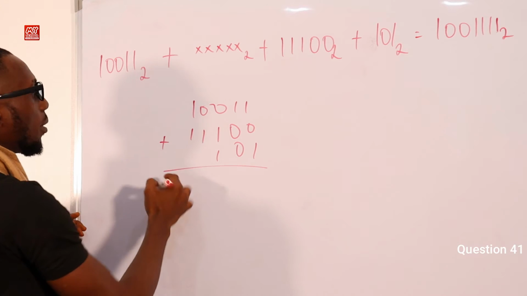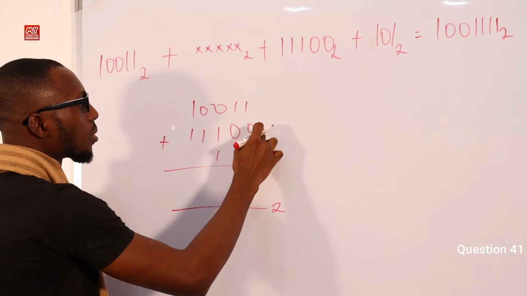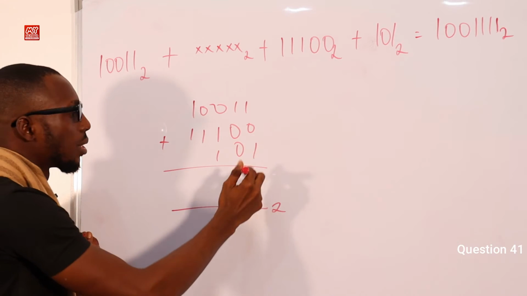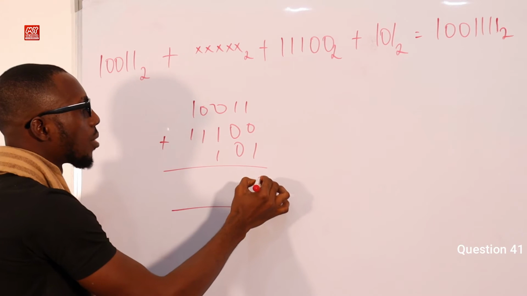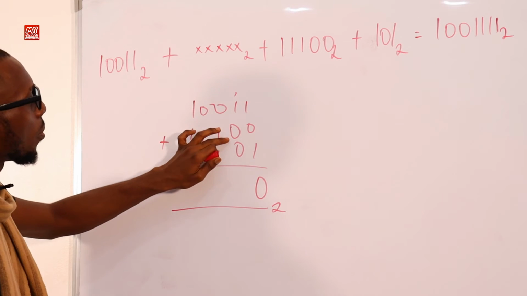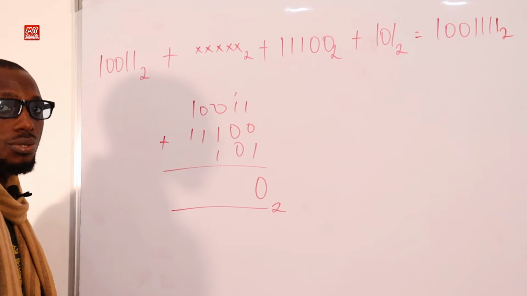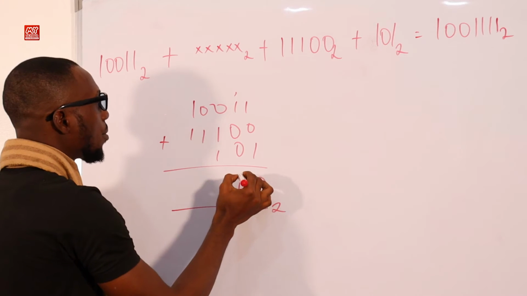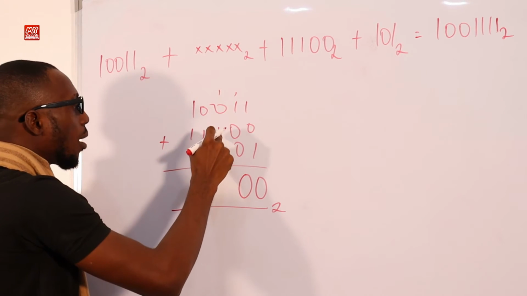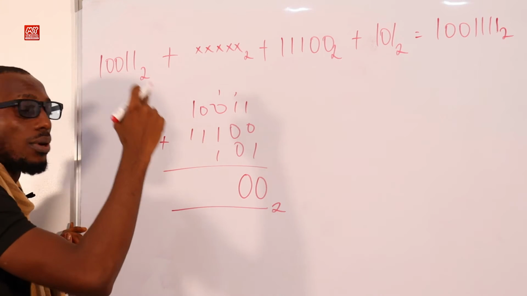So let's add up. Remember, we're working with base 2. 1 plus 0, 1. 1 plus 1, that is 2. 2 in base 2 is 1 remainder 0. So I write 0, I carry the 1. So 1 plus 1, 2. 2 plus 0, 2. 2 plus 0, 2. 2 in base 2 is still 1 remainder 0. I write 0, carry 1. 1 plus 1, 1 plus 0, 1. Plus 1, 2. Plus 1, 3. 3 in base 2, that is 1 remainder 1.